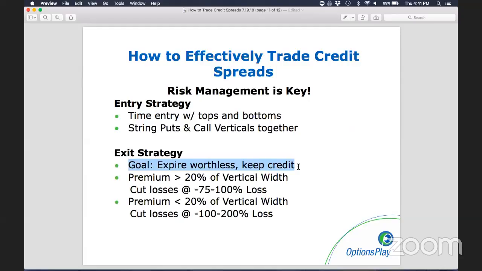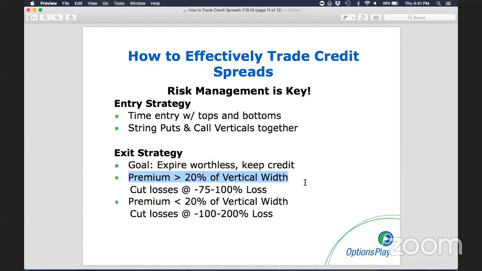When it comes to cutting losses, this is where it depends, because it depends on how far out of the money you're selling these credit spreads for. Like I said, when you're selling a far out of the money credit spread, you're going to receive a much smaller percentage of the width. When you're selling a near the money option, you're going to get much more of the distance between the width of the strikes. So this applies when you're receiving more than 20% of the width of the vertical.